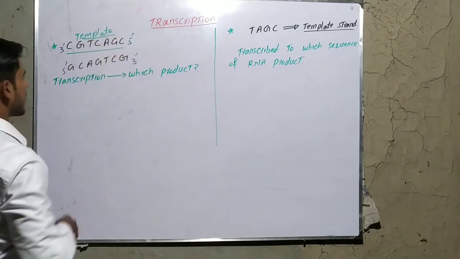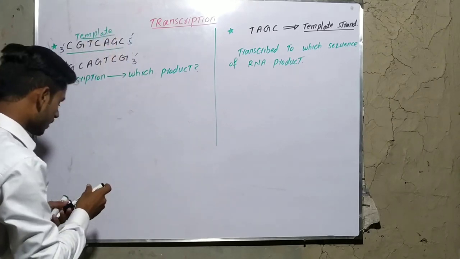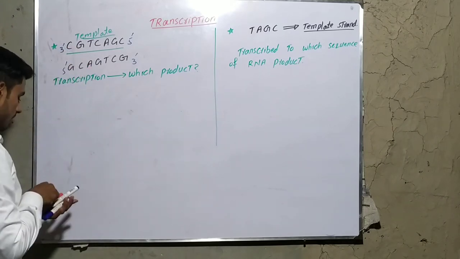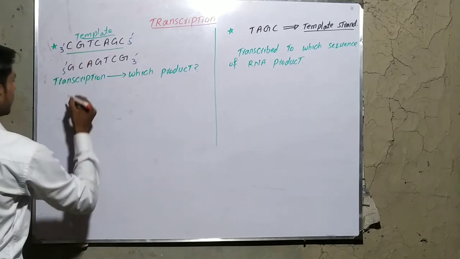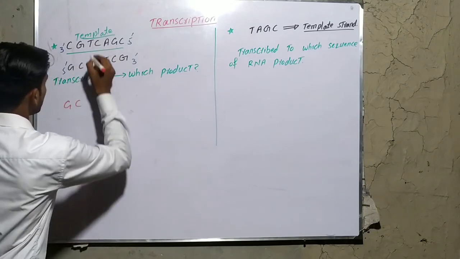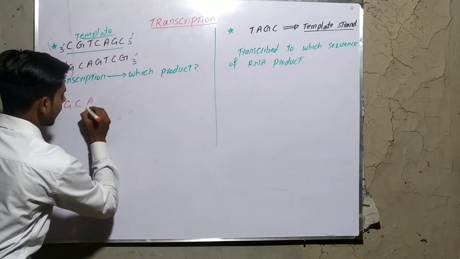So this is the template strand. So please transcribe it, and look at this. Here is a C, then here will come the G. C, G, G, C, T, and here must come the A.